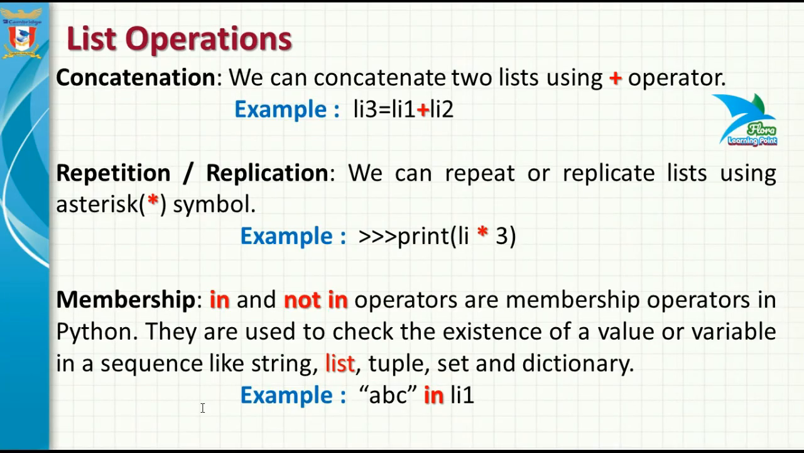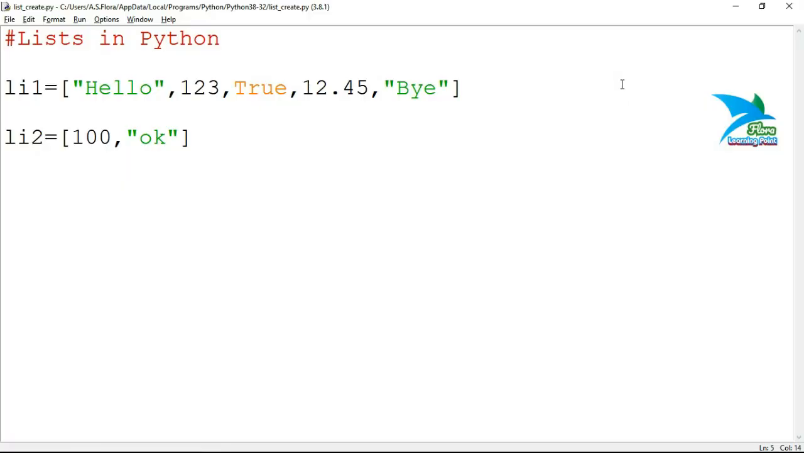After slicing, we'll discuss some list operations that we can perform on the elements of a list. We have three types of operations: concatenation, replication or repetition, and membership operations. First we'll discuss concatenation. Concatenation means to combine multiple lists. We can concatenate two lists by using the plus operator. If you want to concatenate multiple lists, then the plus operator is there to concatenate the elements.